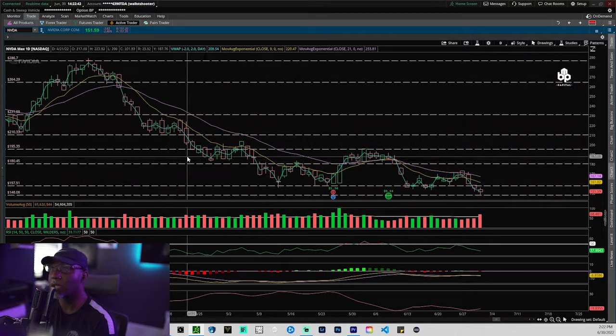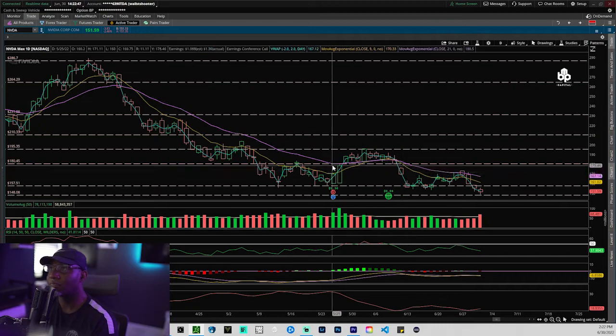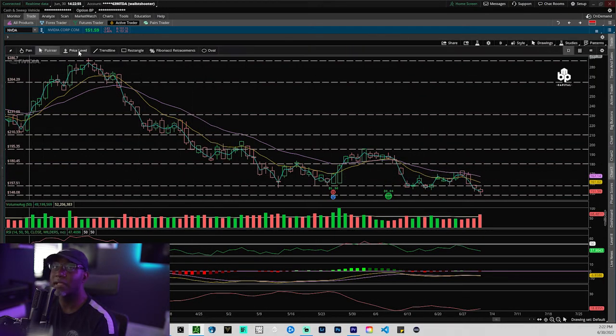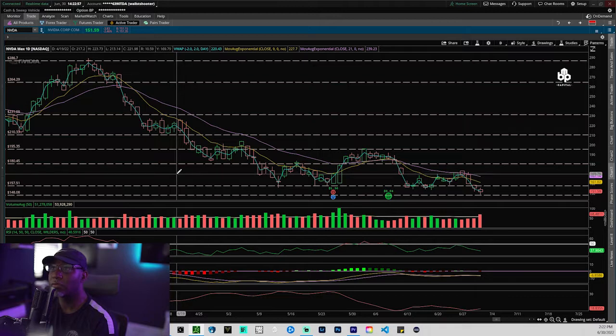So I'm going to zoom in. I got this previous high here. I also got support here. As you can see, there was a little channel here bouncing, then we broke. And then from there, I want to tighten this up a little bit. So I see another level.